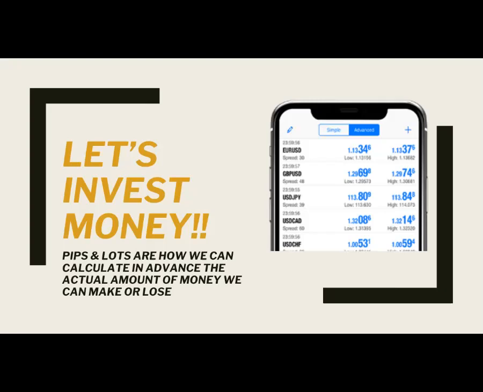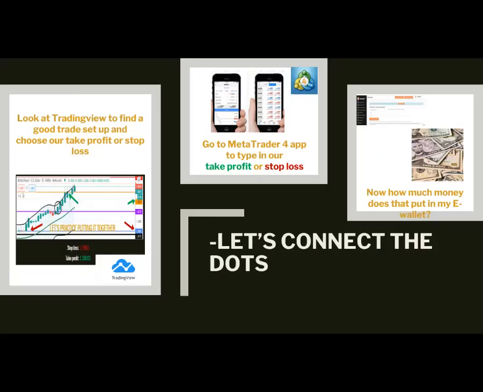You've looked at the charts, you've seen them. You may not know what you're looking at yet, and you've looked at your MetaTrader 4 app, and don't always know how to work that yet, but it's going to come together shortly. Let's connect the dots. You've opened your TradingView account, right? We use our TradingView account, the charts, to see exactly what's happening in the market and to look for good opportunities. We call them setups.